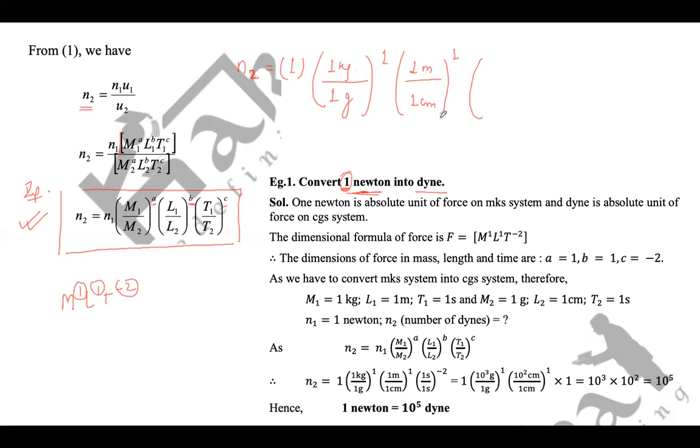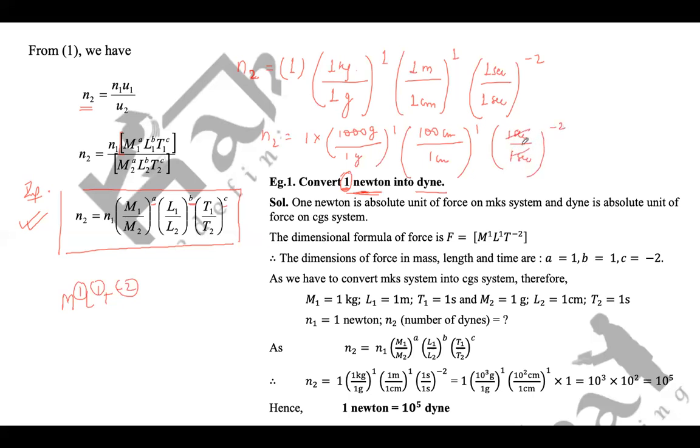Time, when you consider here, in both the units, whether it is SI unit or CGS unit, you use second only. So 1 second and 1 second raised to the power minus 2. So see, this is kg and this is gram. So what we'll do, we'll convert it. So N2 is equal to 1 into 1 kg is 1000 grams divided by 1 gram raised to the power 1, 1 meter is 100 centimeter divided by 1 centimeter raised to the power 1. And in both the units it is second only, so this gets cancelled, raised to the power minus 2.